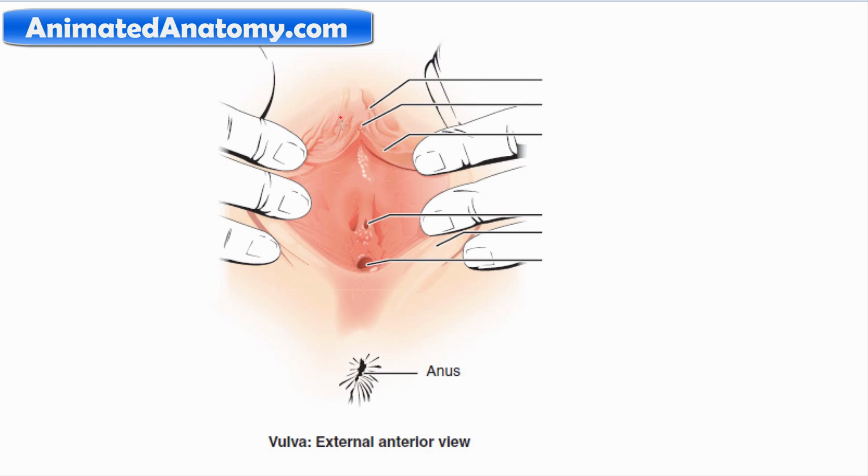So here we see the vulva, and let's start from up there. Here we have the clitoral hood, and here is the clitoris. We were able to see that on our 3D model as well. Here is the labia minora and the labia majora. And here is the urethral opening. This is where the urine comes out. And here is the vaginal opening. That's where the baby comes out, or the penis goes in.